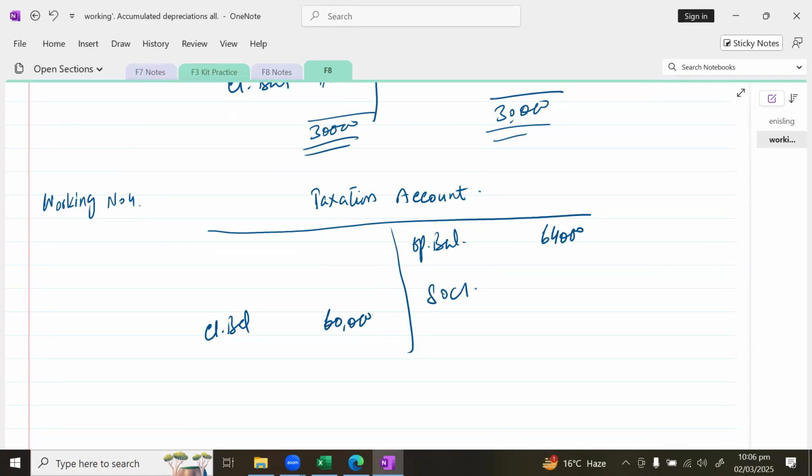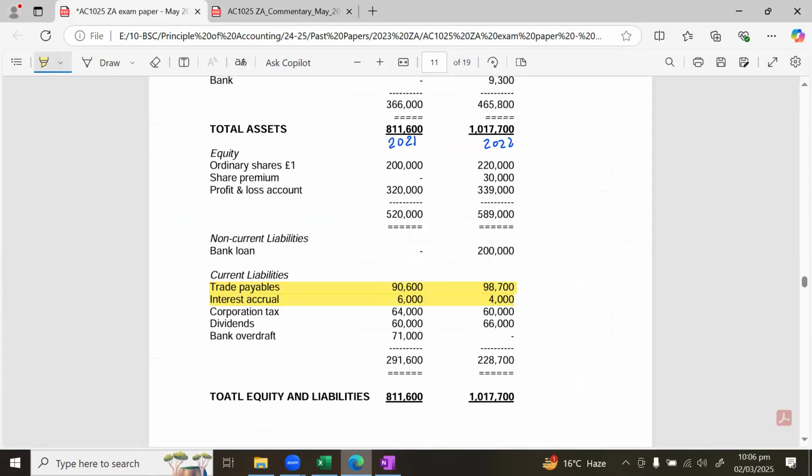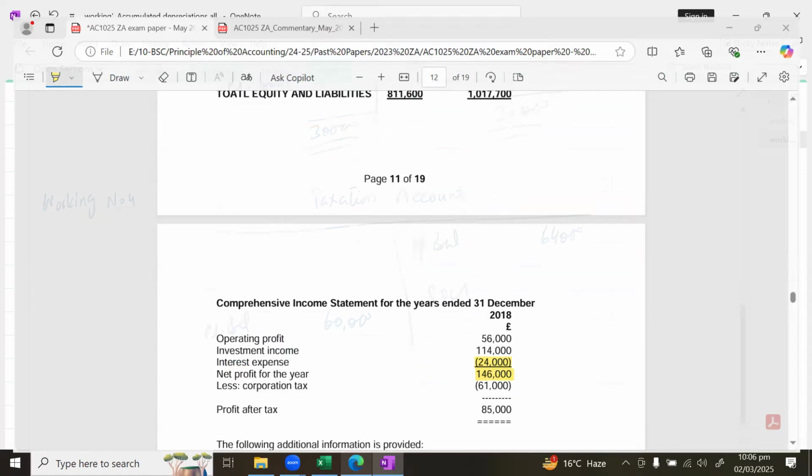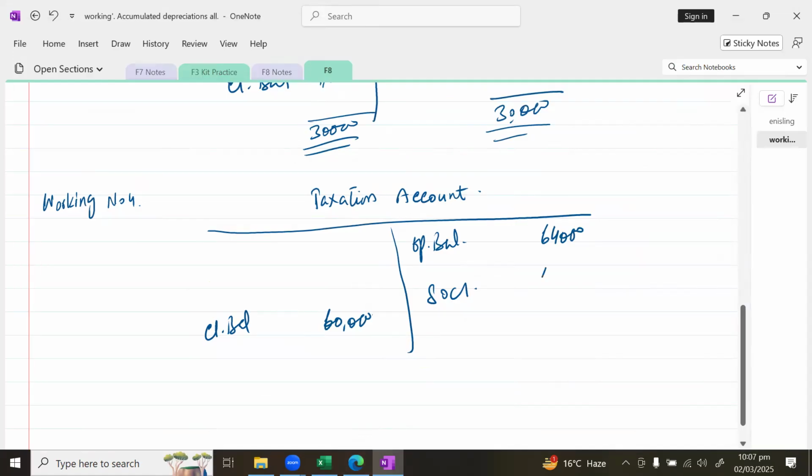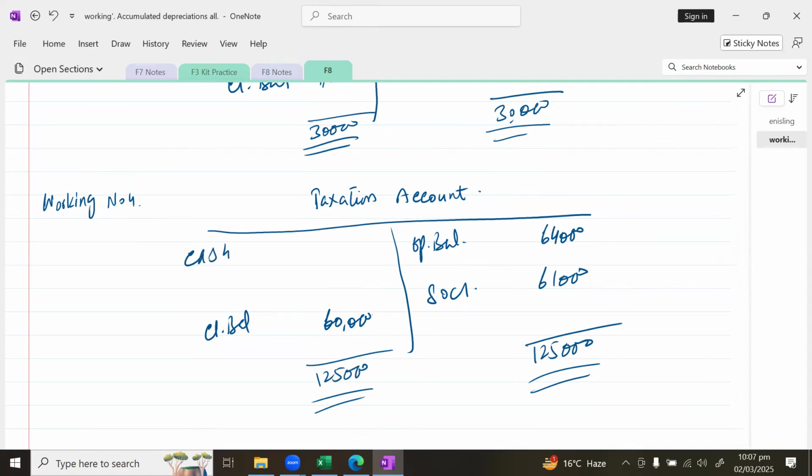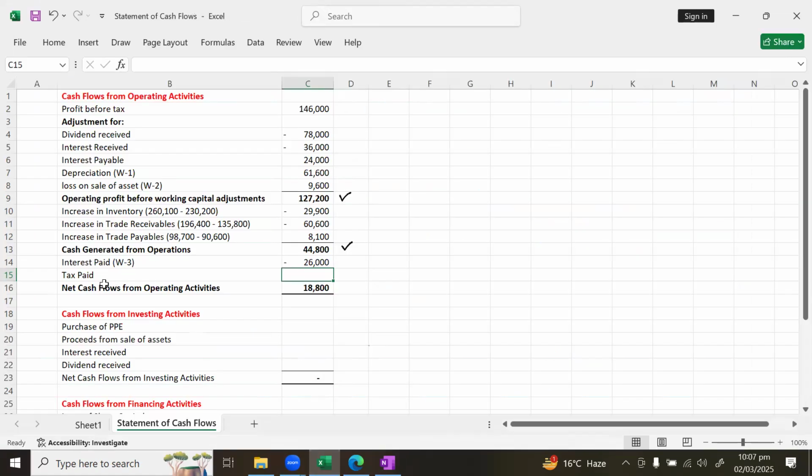In the statement of comprehensive income, we have charged taxation of 61,000. 125,000 minus 60,000 it will be. In actual cash, we paid 65,000 taxation paid. So tax paid will be from working 4 of 65,000.